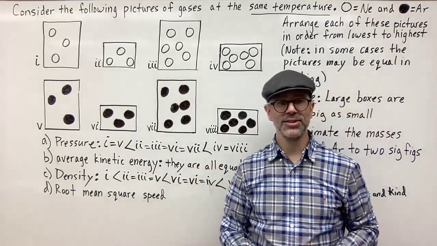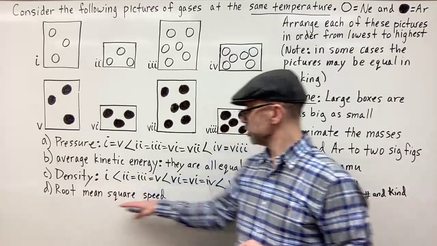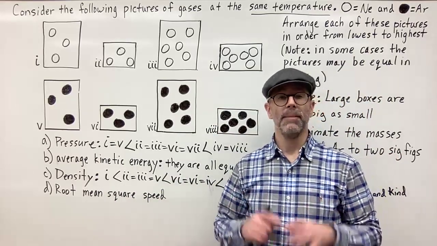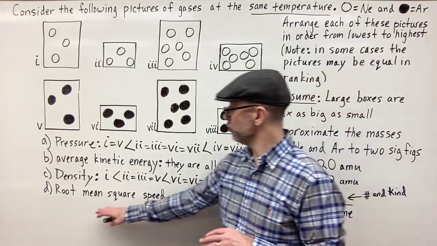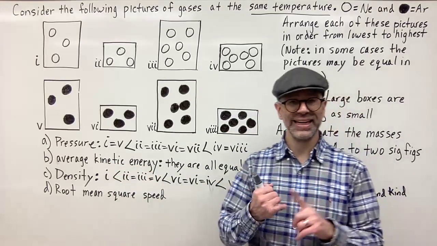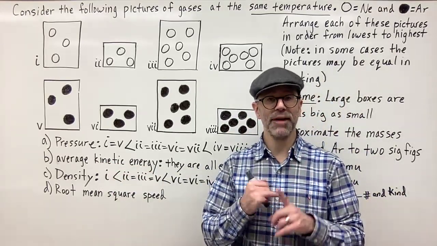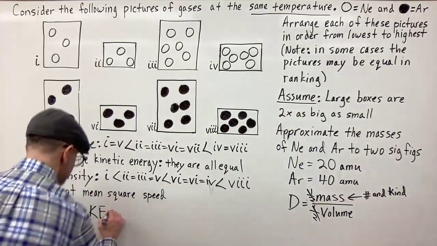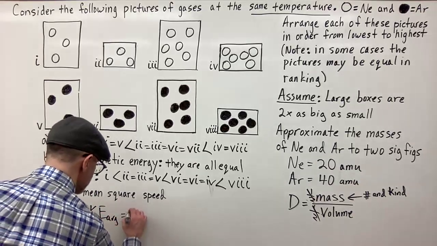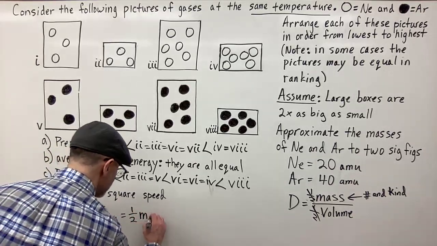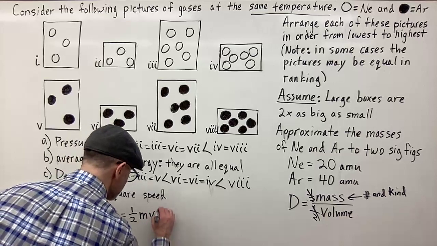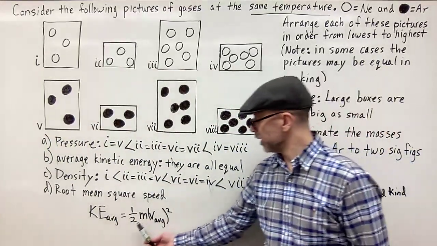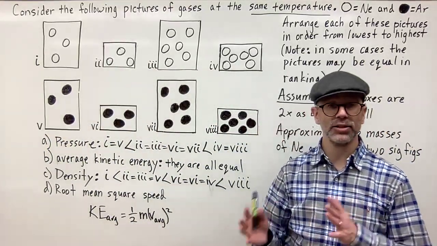Okay. Last one, root mean square speed. Now, this again is related to the temperature, but also we don't want to confuse this with average kinetic energy. Remember, kinetic energy is 1/2 mv squared. So let me write that down. Average kinetic energy is equal to 1/2 times the mass times the average velocity squared. So here the mass and the velocities are going to balance each other out.